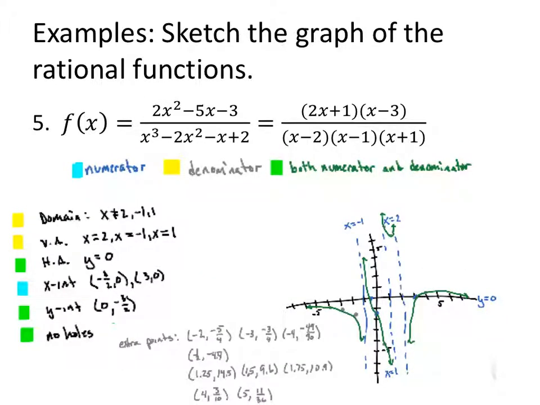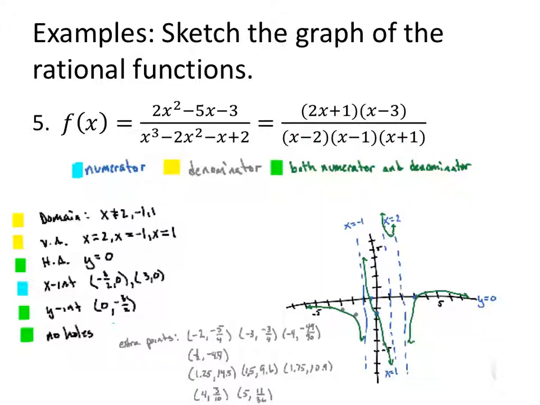Example 5. f of x equals 2x squared minus 5x minus 3 over x cubed minus 2x squared minus x plus 2. If you were to factor this, the numerator factors as 2x plus 1 times x minus 3, and the denominator factors as x minus 2 times x minus 1 times x plus 1. If you need to, hit pause, make sure I factored that right. Hint, I did. Okay, so I see no common factors. There's nothing in the denominator that also appears in the numerator.